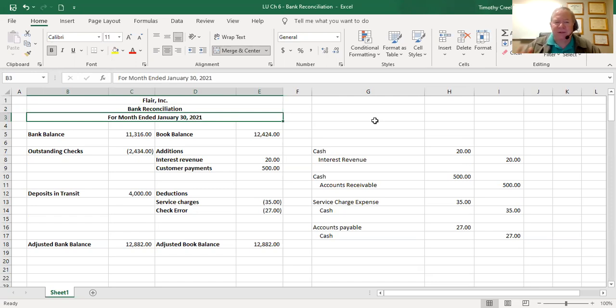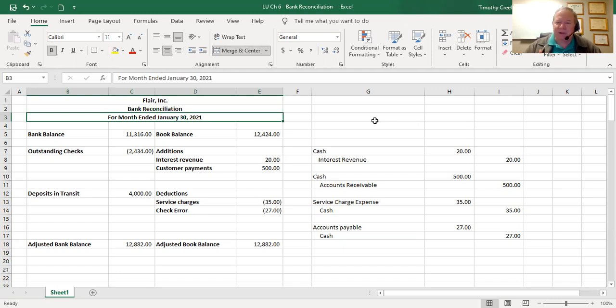The bank reconciliation is also a good control because if something is missing, if something were stolen, if a deposit did not make it to the bank or something was stolen out of a deposit, you would see it when you're doing the bank reconciliation. So the bank reconciliation is a good method of controlling cash.